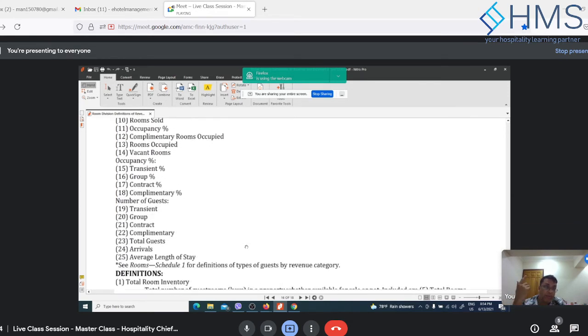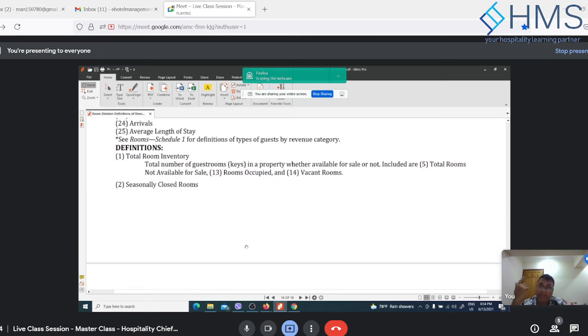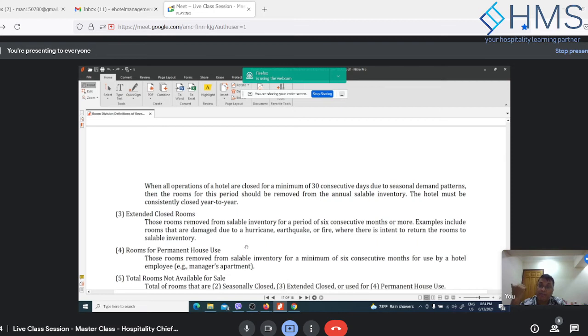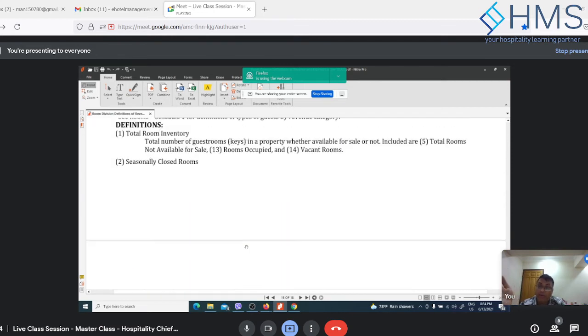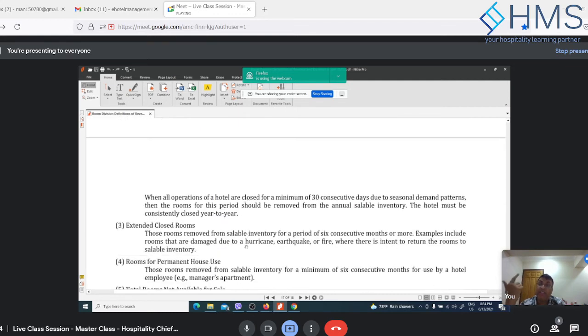The definition of the available rooms is that these are the rooms which are available for sale. So usually they are total room inventory minus the seasonally closed rooms. Now there is raining in most of the resort destinations, right? So a hotel might be closed for a period of more than 30 days and it's a seasonal thing. So every year you are closing around the same time. Then it becomes a seasonally closed room.